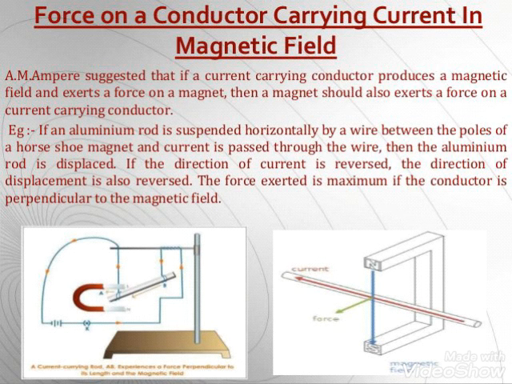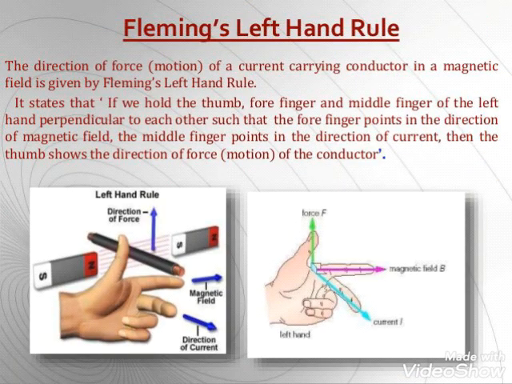Now for an example, if an aluminium rod is suspended horizontally by a wire between the poles of a horseshoe magnet and current is passed through the wire, it was observed that the aluminium rod is displaced. Now if the direction of current was reversed, the direction of displacement was also reversed. This was the observation of this experiment, and it proved that a magnetic field can exert force on a conductor carrying current. Now the question is how to find the direction of the force.